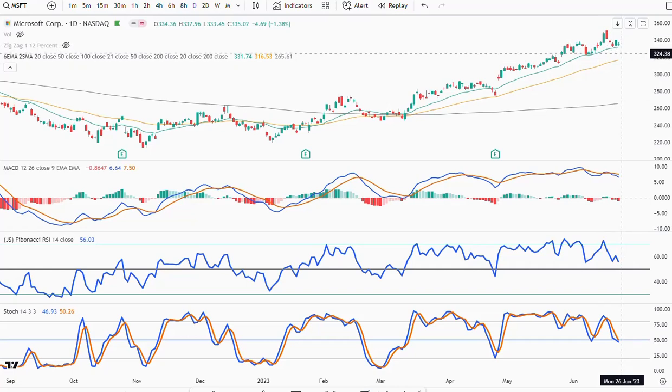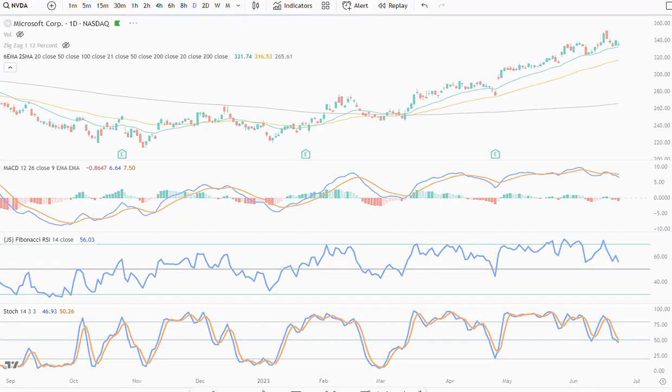I mean, some pullback, is that going to affect the overall picture? I don't think so. As long as RSI remains above the 50 level, I think momentum indicators would be positive. Let's look at NVIDIA.